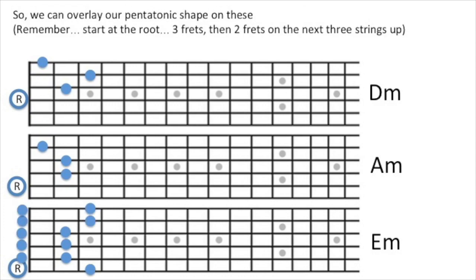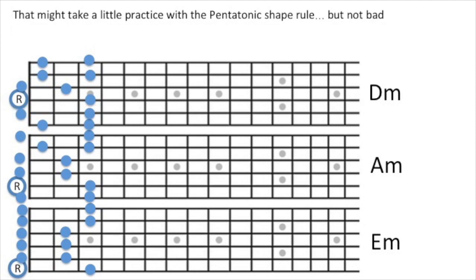Here it is for E minor. Here it is for A minor. We just move the pattern up 1 string. I'll slow this down for the D minor shape, but you'll see that it's the same pattern. We just have to take the B string into account, and wrap the rules around the neck. That might take a little practice, but not bad.